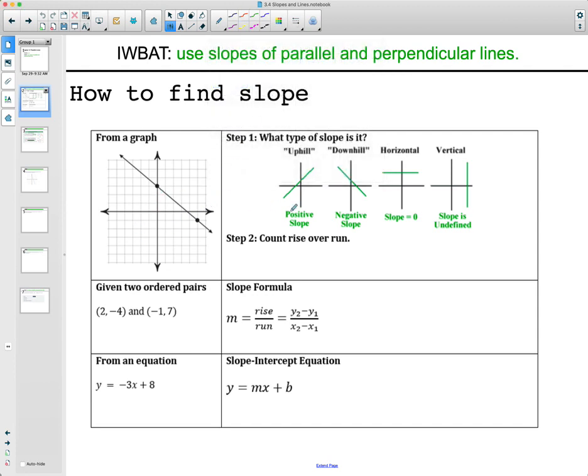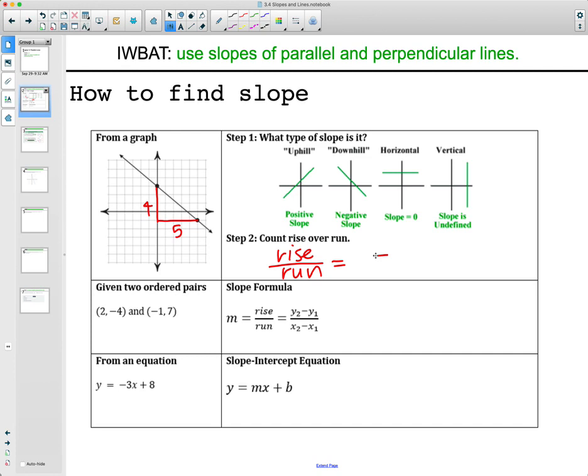So remember that slope from a graph, you're looking at the rise over the run. We're going to put the rise number on top and the run number on bottom. Rise is the vertical movement of the line, and the run is the horizontal movement. So identify 2 points that it goes through, and then just look at the rise and the run, and count those. So 1, 2, 3, 4 for this rise, and 1, 2, 3, 4, 5 for the run.